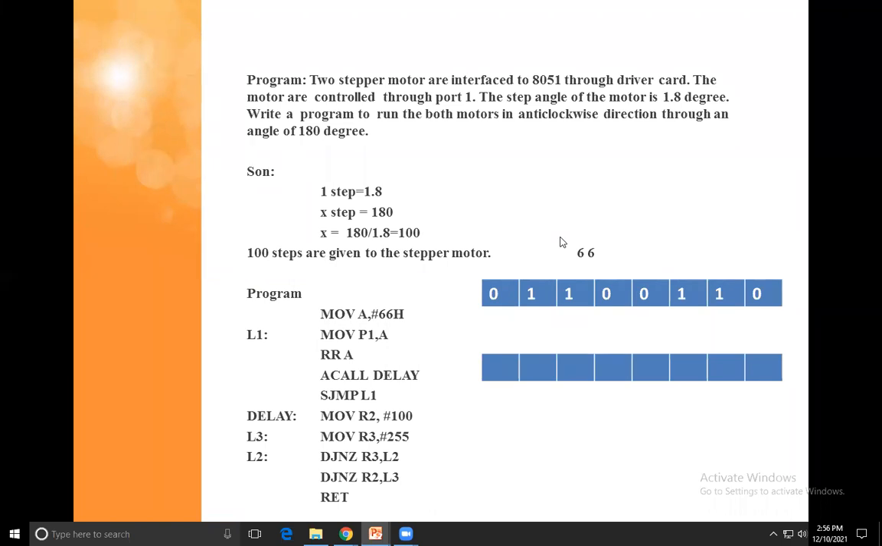Now this is the program for the stepper motor. In offline examinations, such programs are asked to give the step instructions. In online examinations, questions are also asked. They give the step values, and you have to calculate how many steps are required to rotate the motor. You calculate using the degree, for example 180 degrees, and the degrees given for one step. Degree divided by one step gives the answer. So the number of steps required to rotate the motor is 100.